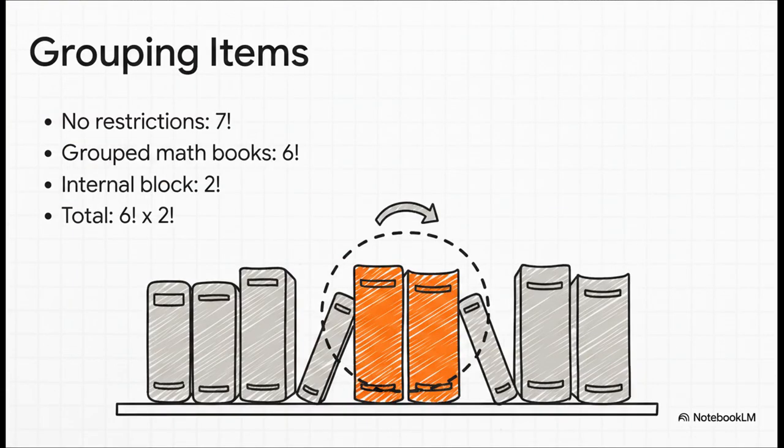The trick here is to change how you look at the objects. Without any restrictions, 7 books is just 7 factorial. Boom, done. But because the 2 math books must stay together, we're going to treat them as a single movable block. So now we only have 6 items to arrange, the 5 single books plus our 1 math block. That gives us 6 factorial. But wait, inside that math block, the 2 math books can actually swap places with each other, which is 2 factorial. So our final calculation is 6 factorial multiplied by 2 factorial. By treating grouped items as single blocks, you can seriously conquer almost any arrangement puzzle.